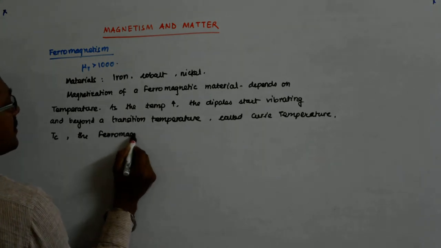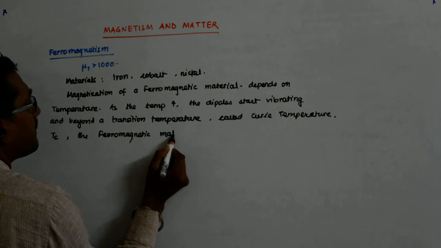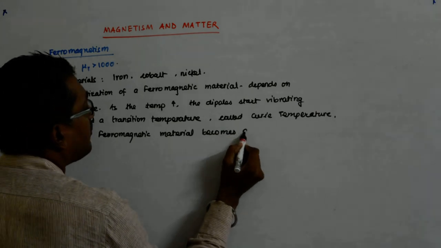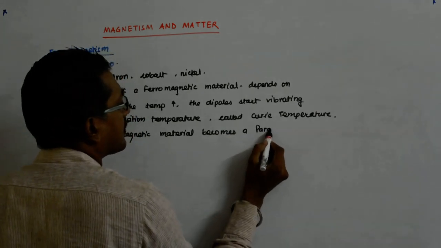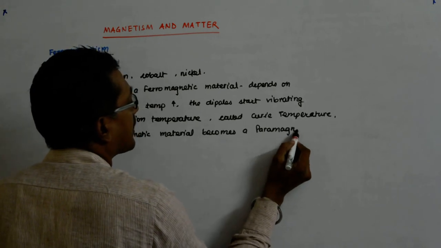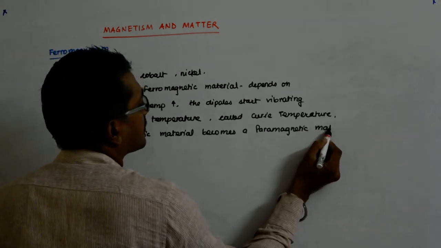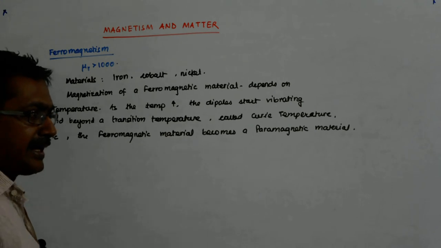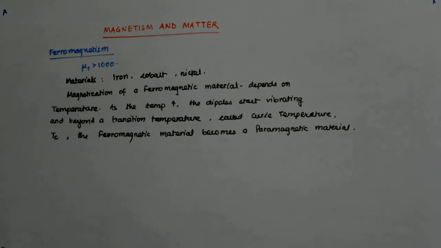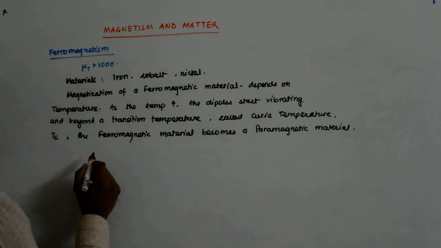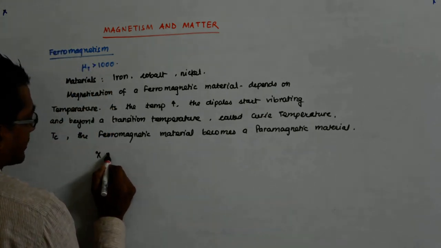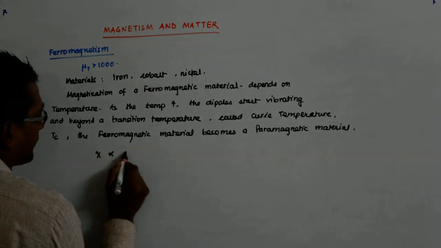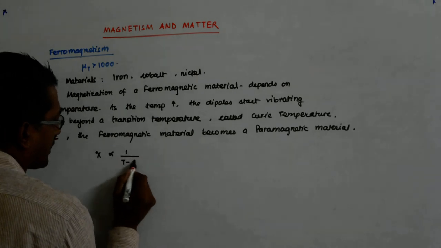The ferromagnetic material becomes a paramagnetic material, okay? And when it does that transition, then in that case, our susceptibility will be directly proportional to T minus TC.